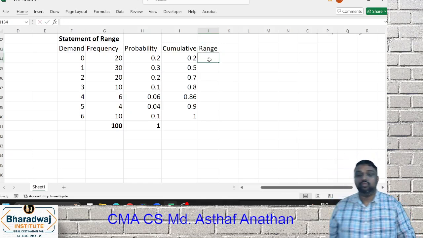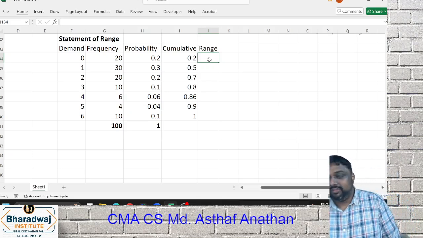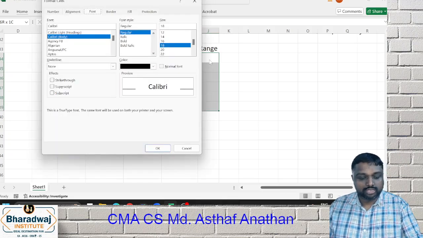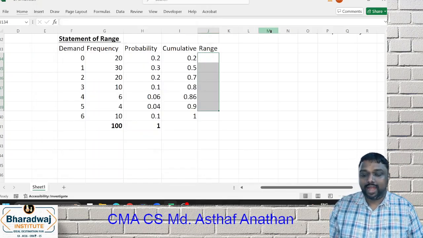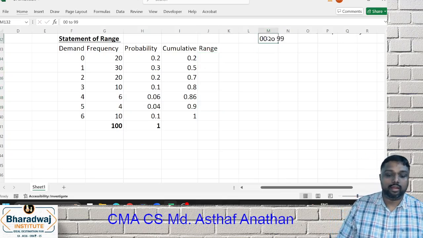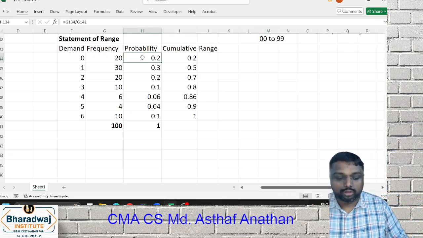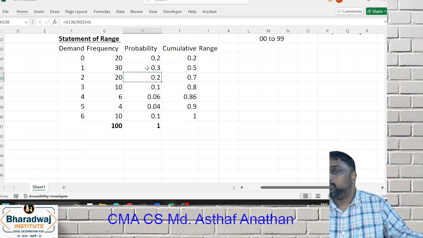Any friends who forgot their regular session, I am giving the clue on range, how to do it. If it is a 2-digit number, it is a number between 0 to 99, 100 numbers are there. Based on the weightage, here 0.2. So 100 numbers, 0.2 means 20 numbers we have to allocate. Here 0.3, so 100 into 0.3, 30 numbers we have to allocate. Here 0.2. Accordingly, you have to allocate.